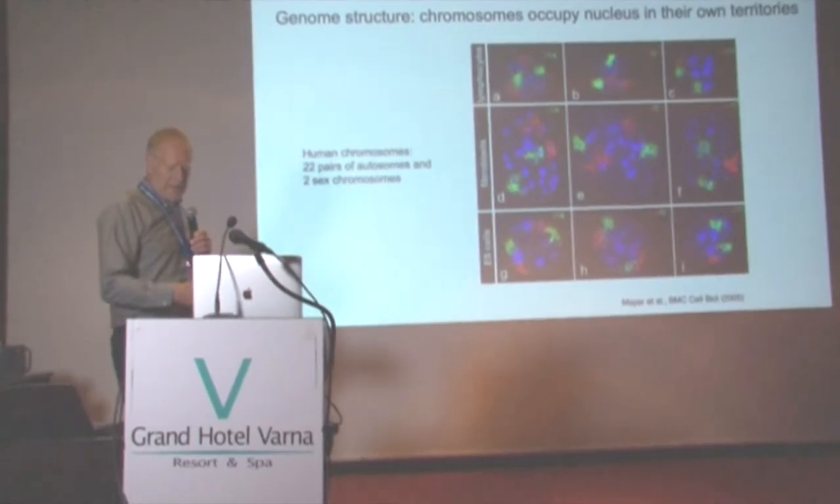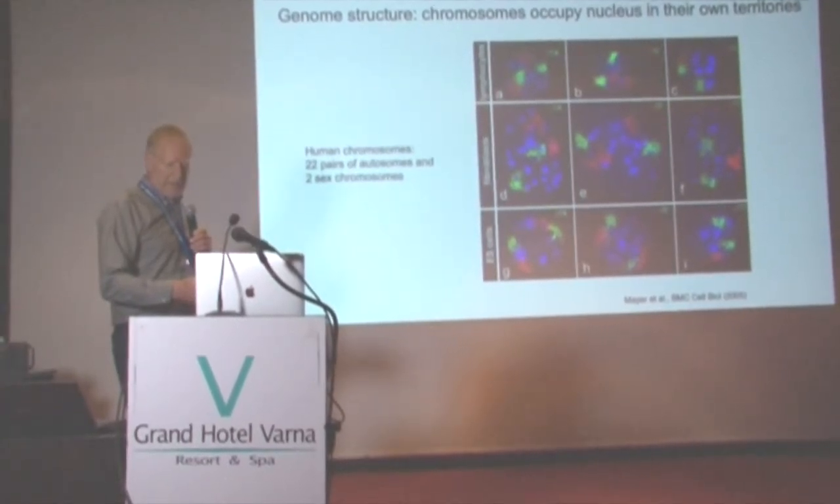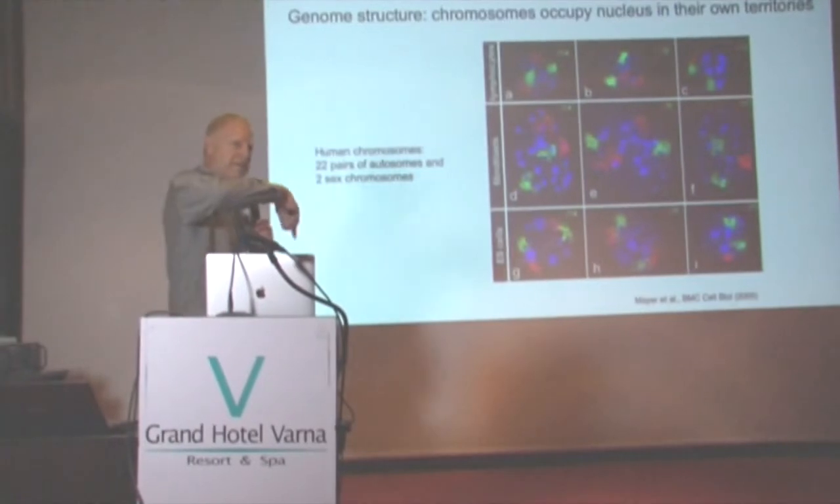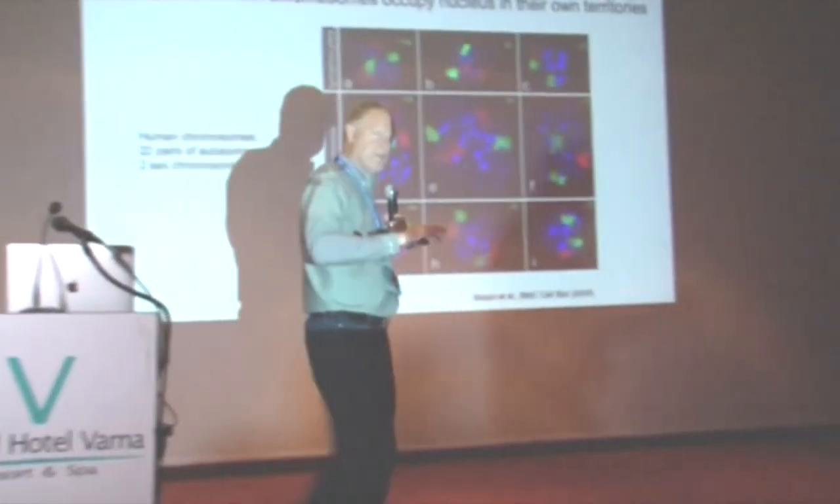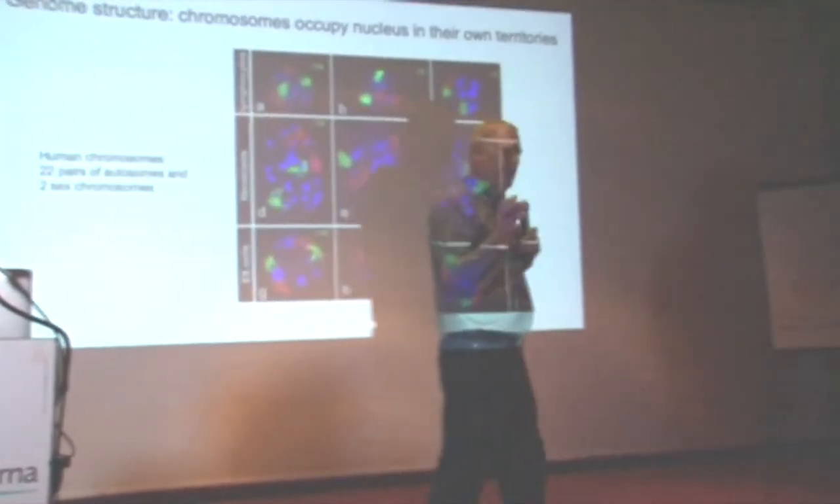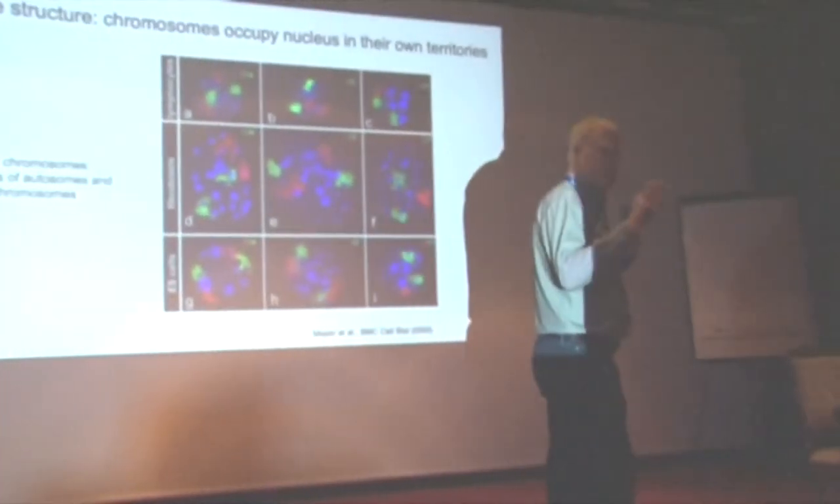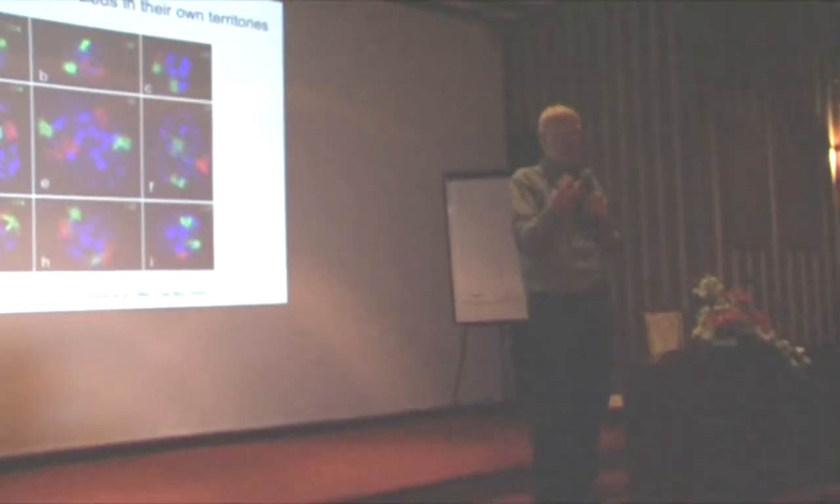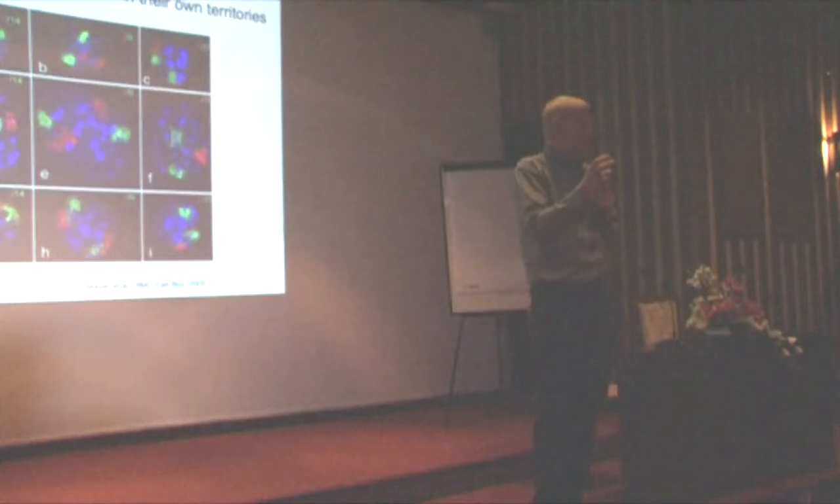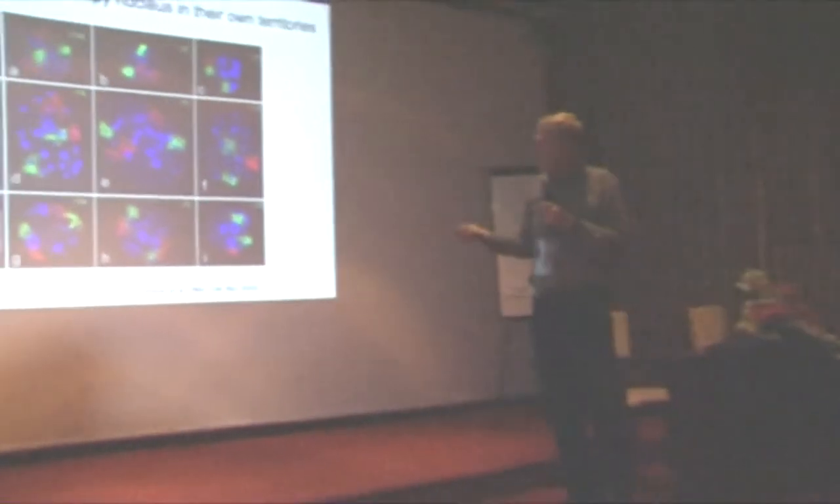And it doesn't appear that each chromosome's polymer just goes willy-nilly through the entire nucleus. It looks like they occupy what have been called chromosome territories, so segments within the nucleus. They don't have a specific geography, but they're separated from one another.